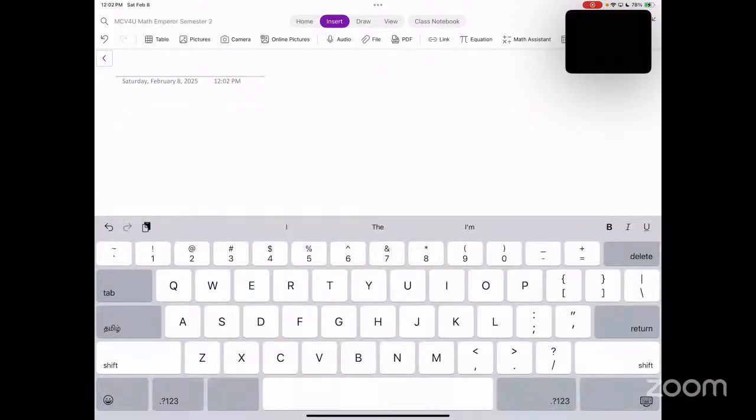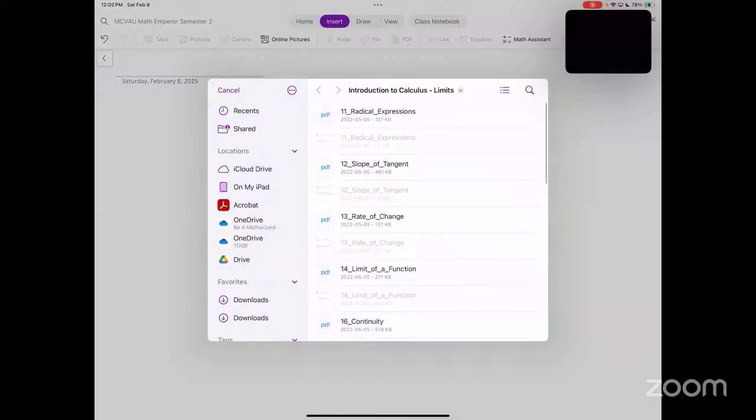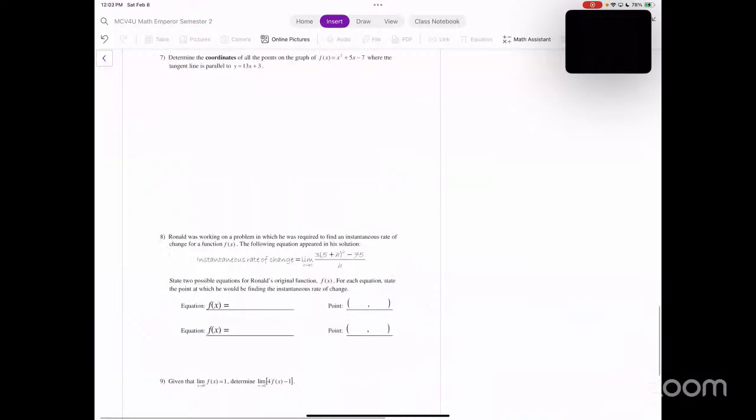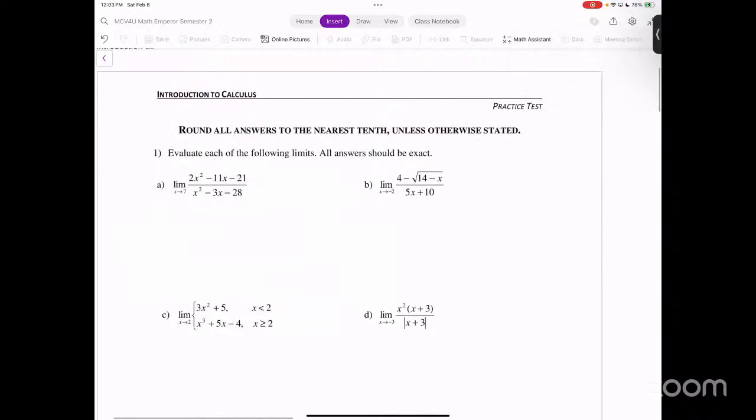You guys can do it on a piece of paper. Do it on the handout. Don't do it on the handout. Do it there, on the handout. There's plenty of space.